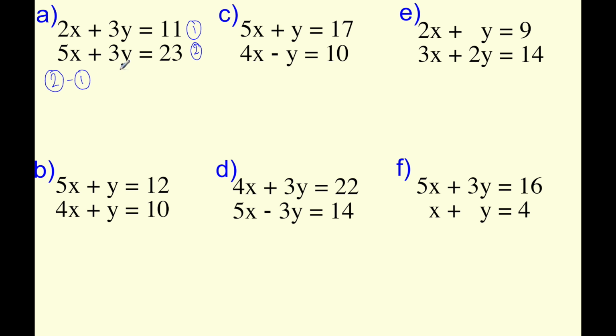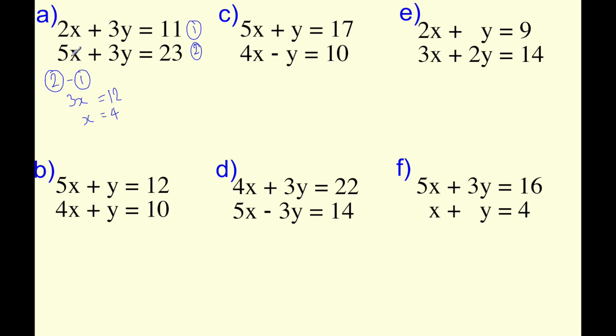Okay, so equation 2 take away equation 1, so that's 5x. Take away 2x is 3x. 3y take away 3y is 0. 23 take away 11 is 12. So we've got 3x is equal to 12. So that means that we have x is 4.